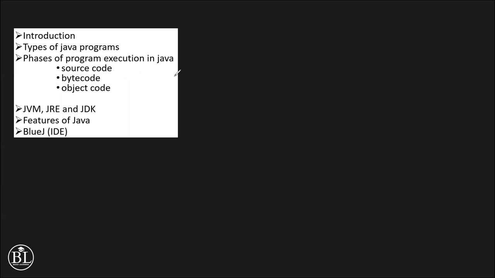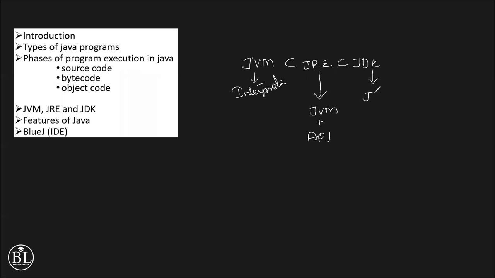Then comes JVM, JRE, and JDK. Now, in an easy way, you can remember it like this. JVM is a subset of JRE, which is a subset of JDK. Now, all of you know what JVM is. It's an interpreter, right? Now, what is JRE? JRE is nothing but JVM plus API, which I explained before. Okay. And then comes JDK. JDK is nothing but JRE plus some development tools like debugger, compiler, etc. Okay, so you can remember it this way.